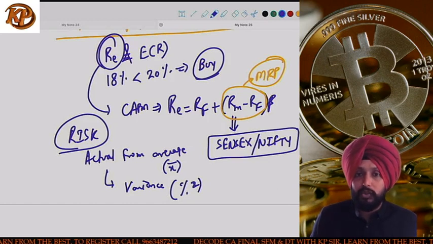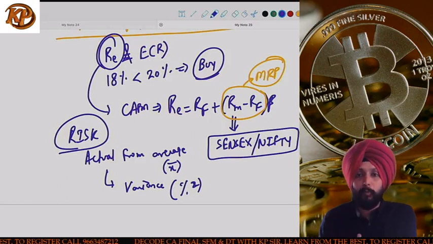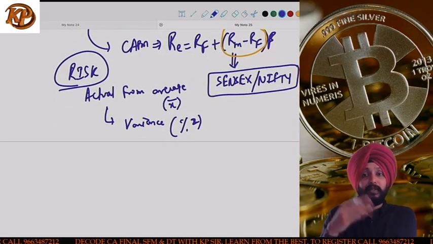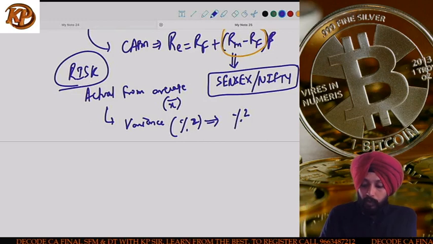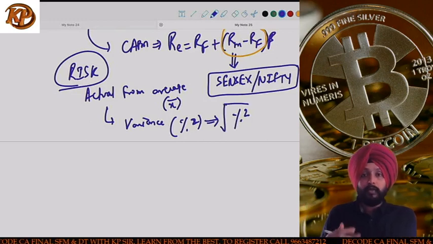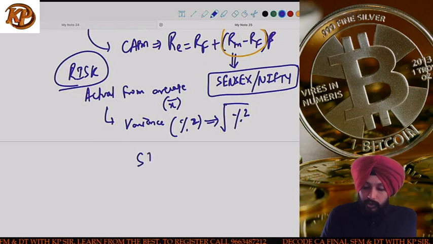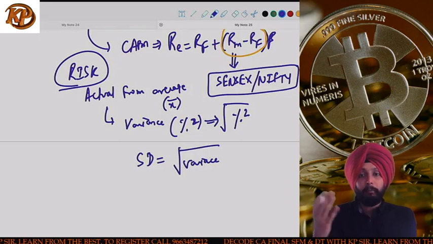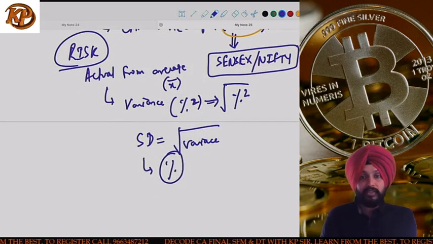We capture risk using variance. How variance is statistically calculated is to be discussed in portfolio management, but we had a problem with variance. The problem with variance is that it is expressed in percentage square. So what we wanted is to convert it into a more easily interpretable form. So we introduced standard deviation, which is basically the root of variance. Once we do that, we get percentage from percentage square. So standard deviation is a measure which captures risk in percentage form. I hope you remember this, guys.